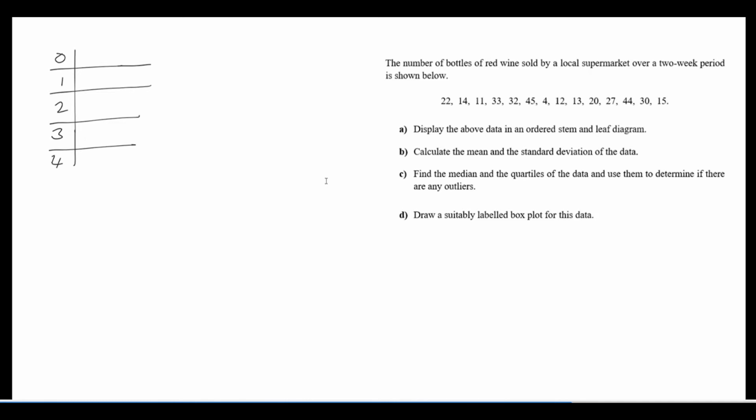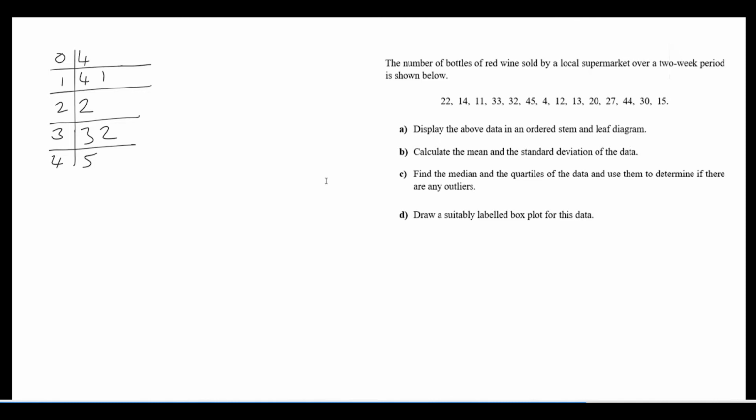I always do this in 2 steps. So firstly, I just want to collect the data as quick as possible, and then I'll order it afterwards. So taking each of these, 22 and 14 are going to go into these rows. So the stem of a 2 is the tens digit, and then the leaf of the 2 is the unit. So 22 and 14, followed by 11, 33, 32, 45.